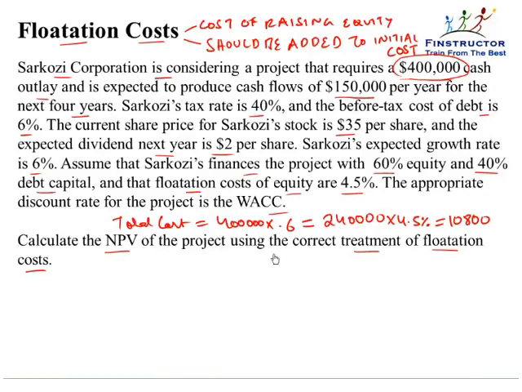Now the appropriate discount rate is the WACC. And the question asks to calculate the NPV. So let's first calculate the discount rate, and then we will use it to discount back our cash flows. So the cost of debt is given to be 6% before tax, or the after tax cost of debt would be 6% into 1 minus the tax rate, that is 40%. So it should be equal to 3.6%. The before tax cost is 6% and the tax rate is given to be 40%.